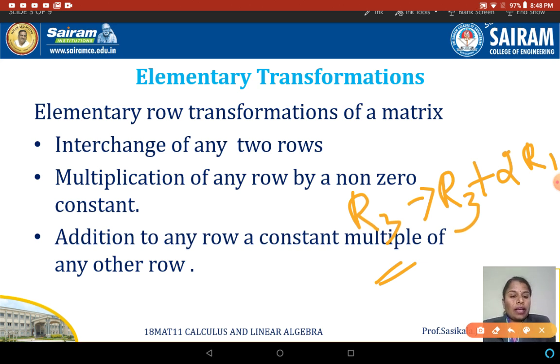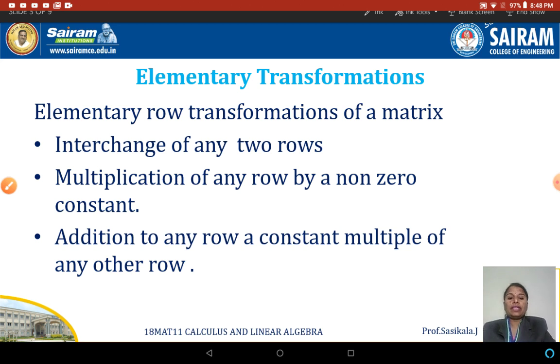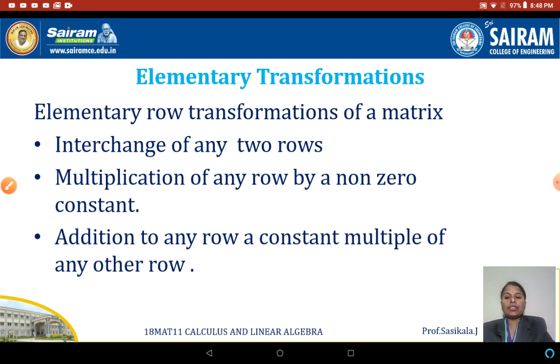So this is the example of the elementary transformations. These are the major 3 elementary transformations, and only these 3 should be used in future problems. So elementary row transformation of a matrix is interchanging any 2 rows, multiplication of any row by a non-zero constant, and addition to any row of a constant multiple of any other row.